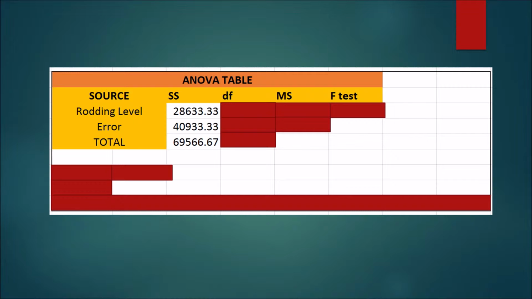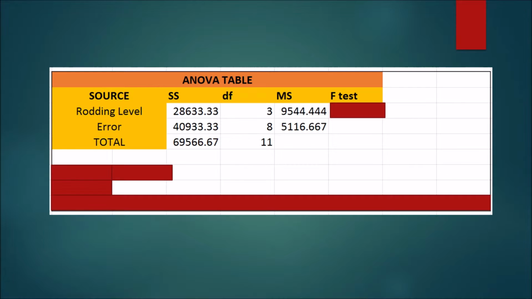For the degrees of freedom, in the case of the rodding level, it would be n minus 1, and in the case of the total, it would be the total number of values minus 1. The error would be the difference of the total and the rodding level. The values would be as follows. The mean square is obtained by dividing the sum of squares by the degrees of freedom. The values would be as follows.